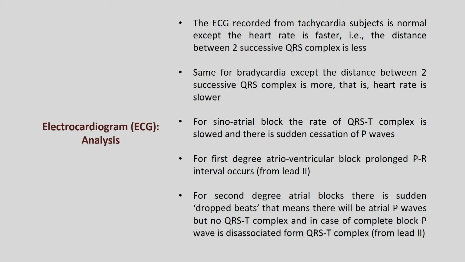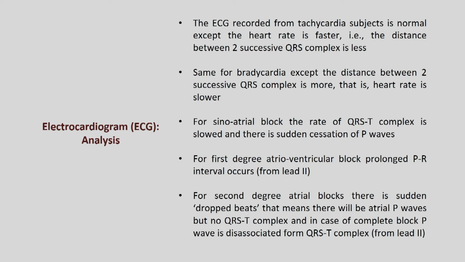Some very specific, commonly identified features that I try to jot down here, I will tell you. If the ECG you recorded is from a tachycardia patient, what will happen? The distance between two successive QRS complexes will be a little less, whereas for bradycardia it will be a little more, meaning your heart rate is less. For sinoatrial block, the rate of the QRST complex is slowed down and there is a sudden cessation of the P wave. So, that also can be seen.